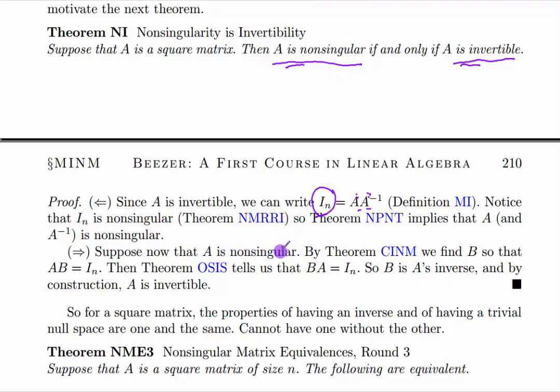Now let's go the other way. Suppose A is non-singular. Then by this same theorem we used in the above proof, there exists some matrix B such that AB is the identity. Okay. So the theorem tells us that if you have a right inverse, you also have a left inverse. So that means that B must be A's inverse and A is invertible.